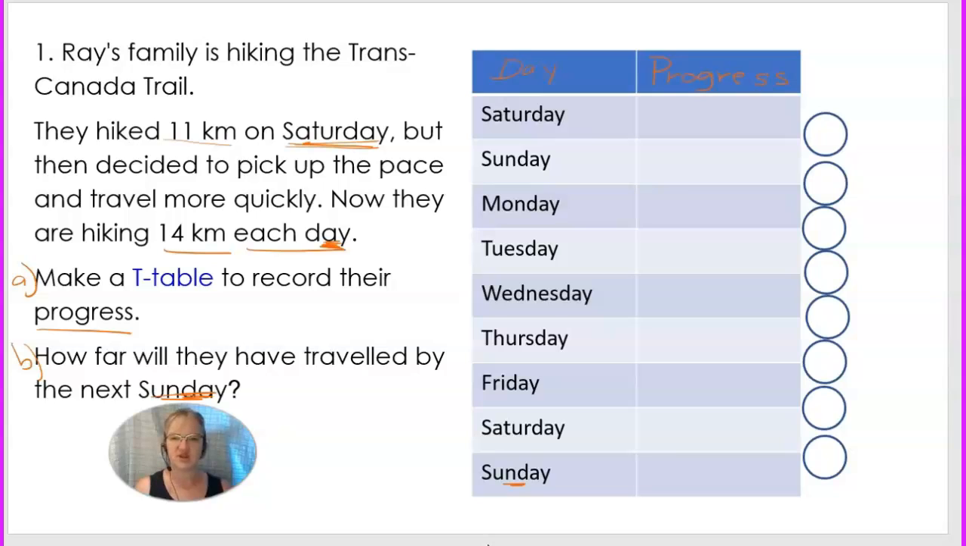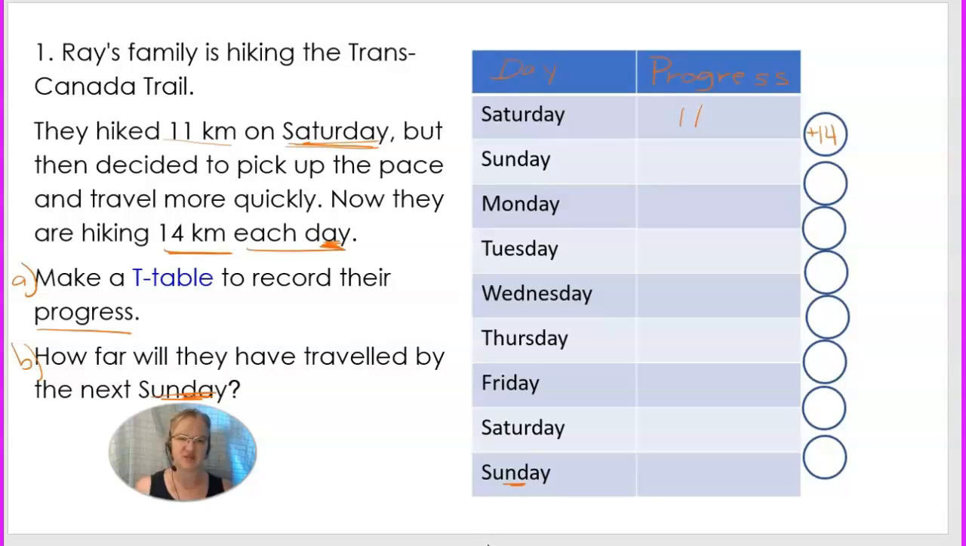They started by hiking 11 kilometers on Saturday. Then they decided to go a little bit more quickly, and they're going 14 kilometers each day. So where do I want to put in that 14 kilometers? That's right, we're going to put it in here because this column records their progress. The first day they went 11 kilometers.